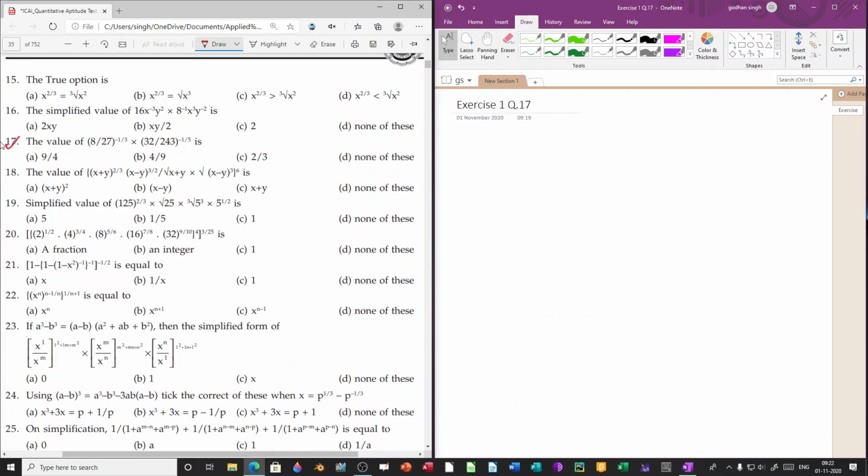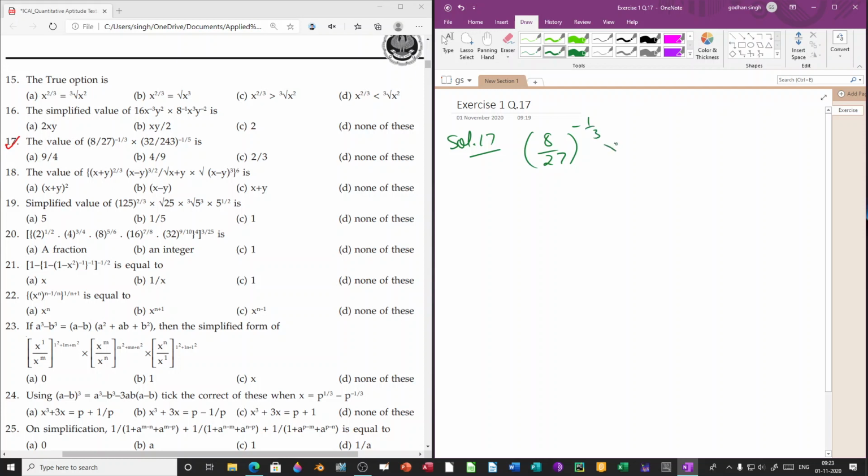Question number 17. The value of (8/27) raised to minus 1/3 into (32/243) raised to minus 1/5 is. Let us solve question number 17. Solution 17. (8/27) raised to the power of minus 1/3 into (32/243) raised to the power of minus 1/5 equals to.